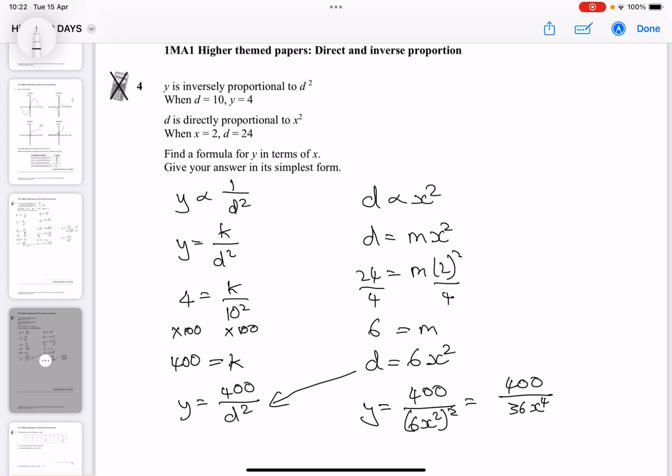Somebody might square root all of this. No, could we simplify it? Yeah, we could simplify it because 4 goes into that and that, so that's 100 over 9x to the 4. So no, we're not going to square it, but what we do is we can simplify by dividing by 4.